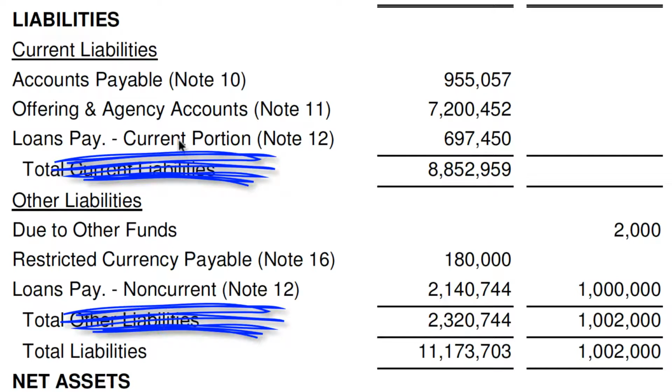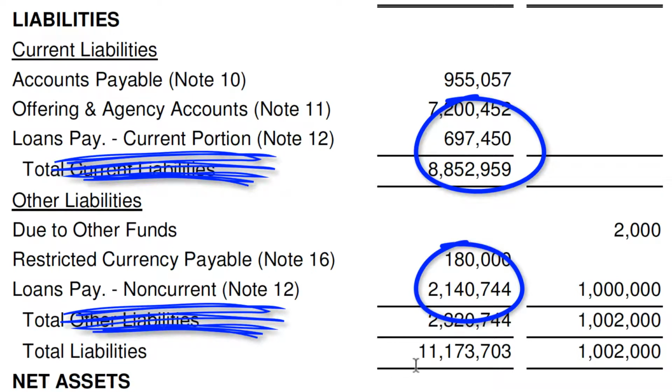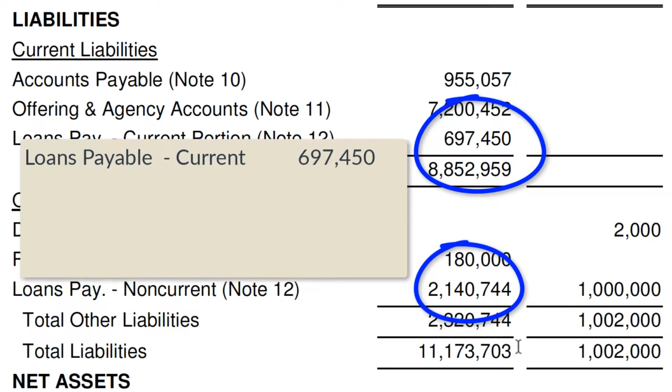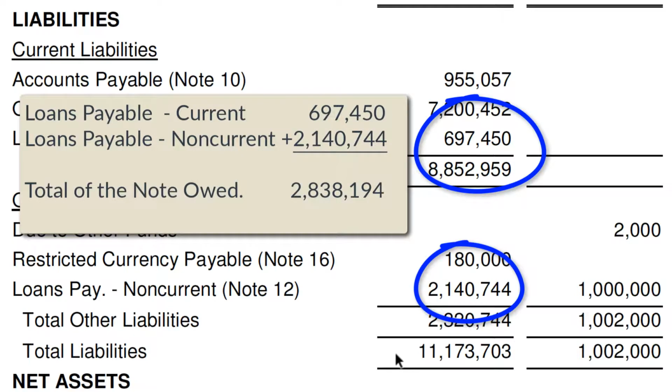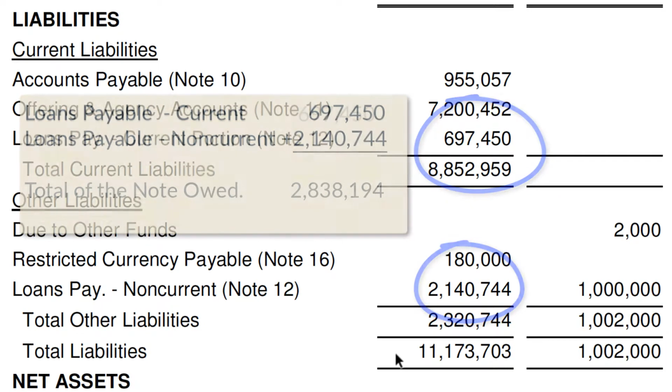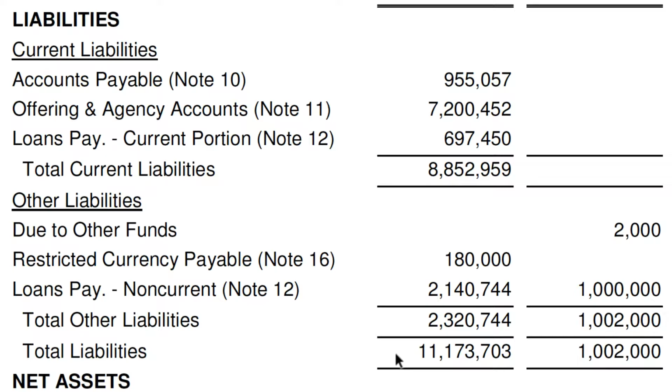Here on these financial statements, we have loans payable current of $697,450 and the non-current loans payable of $2,140,744. The total of the two is the total balance of the note. Liabilities are fairly simple. We all have them.